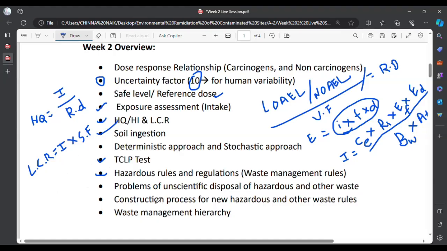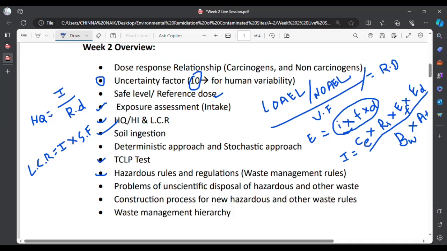Okay, so coming to other waste. Other than hazardous waste, whatever waste like tires, paper waste, metal scrap, and used electronic items, those wastes come under other waste, other than hazardous.